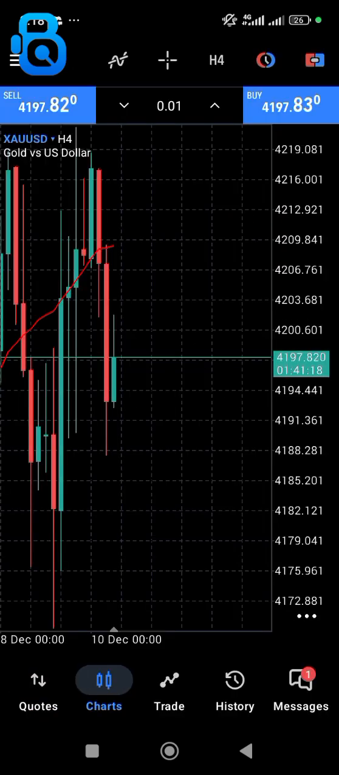I'm going to open 5 buy positions and 5 sell positions at the same time. The buy is at the top right, the sell is at the top left, so I'm going to click them simultaneously. The lot size is 0.01.